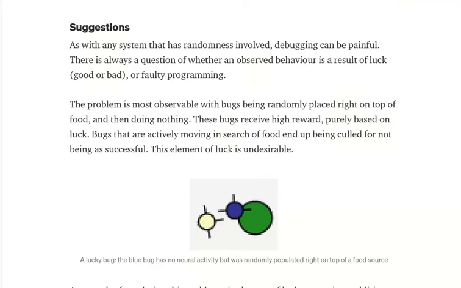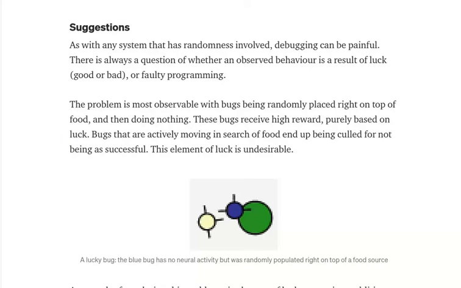As with any system that has randomness involved, debugging can be painful. There's always a question of whether an observed behavior is a result of luck, good or bad, or faulty programming. The problem is most observable with bugs being randomly placed right on top of the food, and then doing nothing. These bugs receive high reward purely based on luck. Bugs that are actively moving in search of food end up being culled for not being as successful. This element of luck is undesirable.